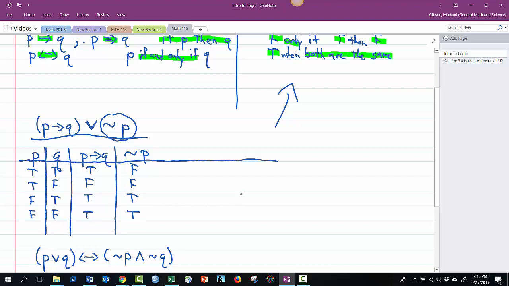I'm going to tell you something. In the questions, they tend to give you these first columns where they tell you all the values for P and Q, and then they give you the last column, and you have to fill in the ones in the middle yourself.